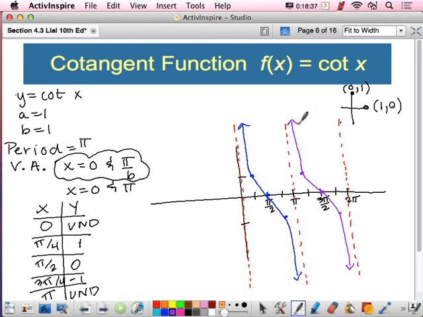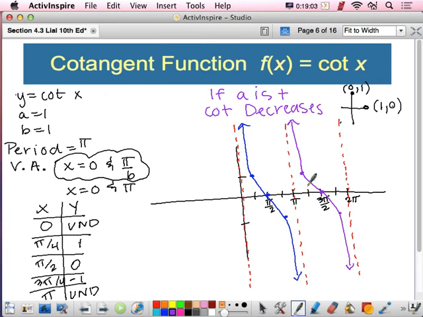So here's something you kind of need to know. Cotangent, if A is positive, cotangent decreases. What does it mean to decrease? Get lower. It means it starts high and drops low as you go from left to right. And I don't usually make my students memorize that, but your book makes a pretty big deal out of that.